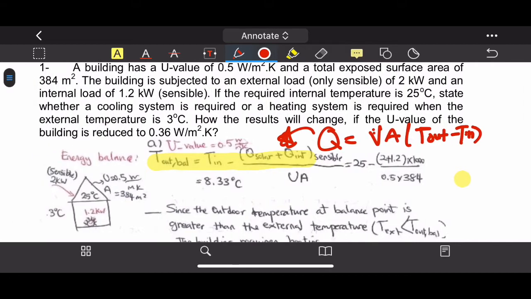So indoor air T_in is 25, solar is 2 kW, the internal energy is 1.2, times 1000 because it's kilo, and divide by 0.5, the U value in W/m²·K, times the surface area of the house. You get around 8.33 degrees Celsius.